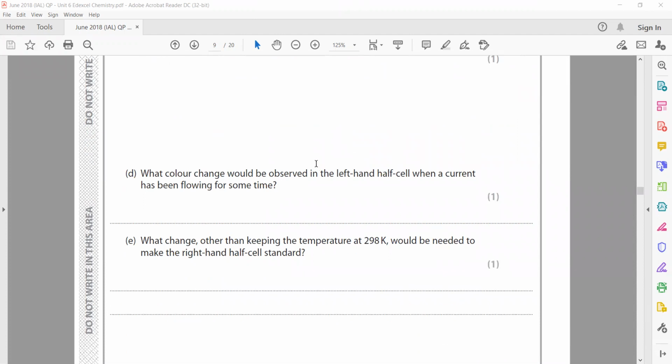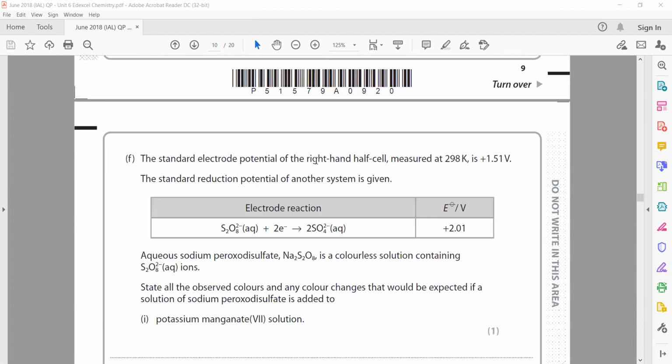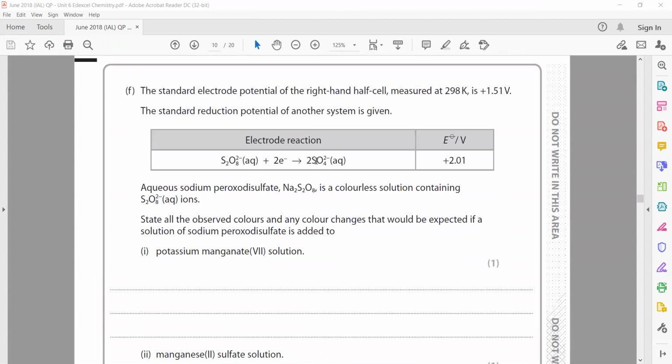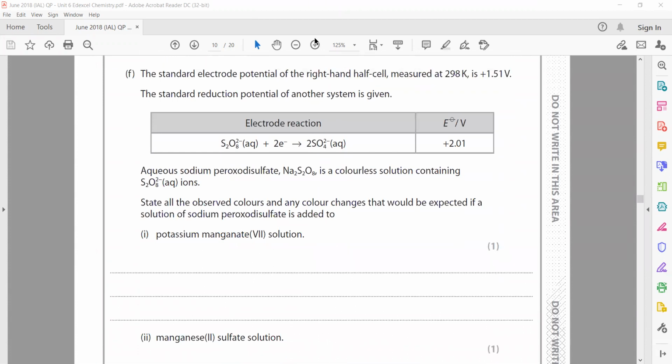Then question 3F1 and 2. The standard electrode potential measured for the half cell is 1.51. The standard reduction potential for another system is plus 2. Aqueous sodium peroxodisulfate is a colorless solution containing S2O8. State all the observed colors and any color change expected if the solution is added.